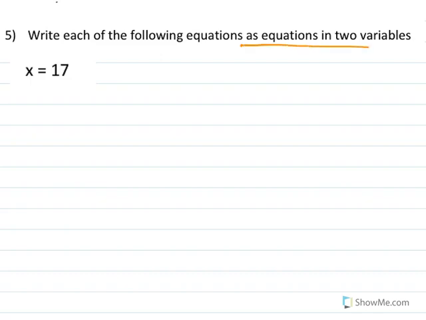Write each of the following equations as equations in two variables. Means it should have an x term, it should also have a y term. So let's take up the first one. Here we have x equal to 17. And if you notice, there is an x term, but there is no y term. So hence we do x plus 0y equal to 17. This is an equation in two variables. This is one variable x, y is the other variable.